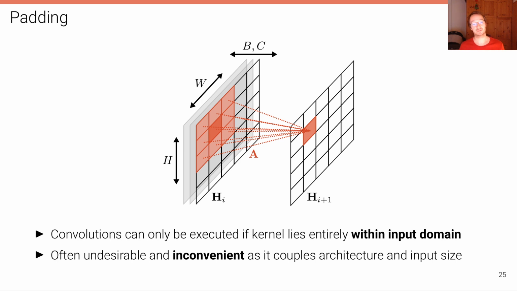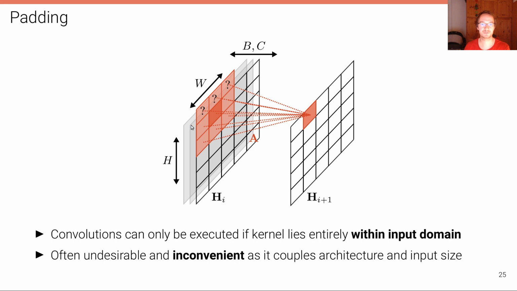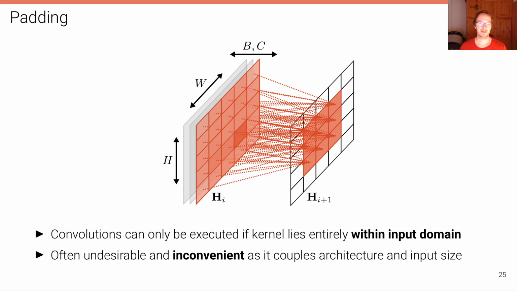However, making this assumption is often undesirable because, as you can see already here, we cannot evaluate in regions at the boundaries of the output layer. We can evaluate in these regions here. But what happens here? There are no inputs. So what should we multiply with? Or here, there are even fewer inputs that we can multiply with. And if we assume we always have to lie within the valid region, we will automatically shrink the spatial dimensions with each layer, and that couples the architecture and the input size, which is very inconvenient and often undesirable, because in some cases we want to keep the same spatial dimensions across all the layers throughout the neural network.